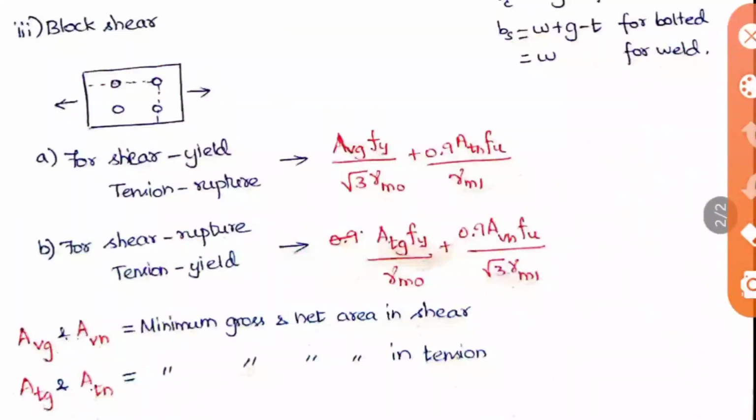Next comes the block shear. So block shear is nothing but a combination of both shear and tension occurring together. Okay, so that is why this block shear case comes here. So how it happens, let me explain that. Here I have drawn a diagram for that. So this is the diagram. The failure may happen like this.